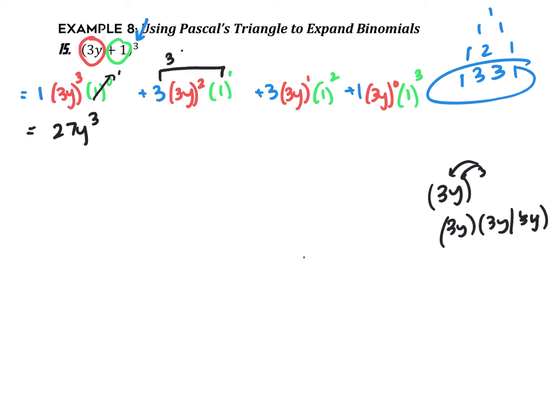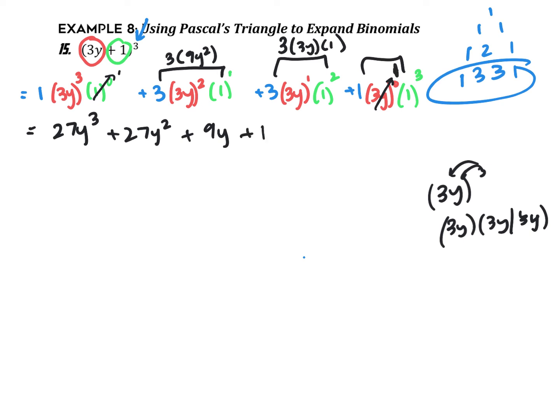Here, this is 3 times 9y squared times 1. That's going to be plus 27y squared. Here, this is 3 times 3y times 1, which is going to be plus 9y. And here, 3y to the power of 0 is 1, and 1 to the third is still just 1. So here is our expanded expression. Isn't that so much more efficient than actually multiplying each piece out?